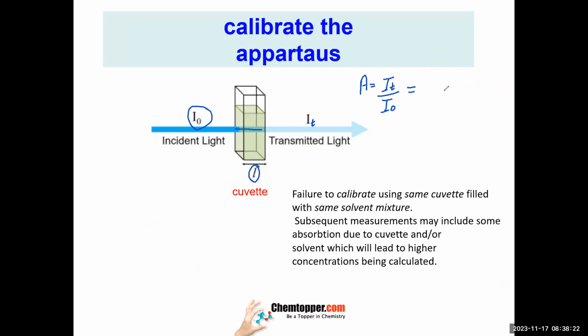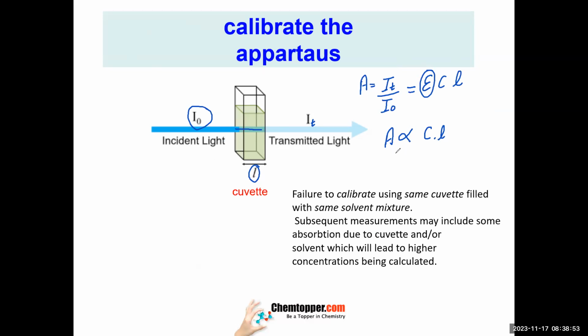Is equal to, yes, equation epsilon CL. What is this? It's a constant. Actually, A is directly proportional to the concentration and length of the tube. If you make the length bigger, you get more absorbance. A smaller length gives less absorbance, right? So it is directly proportional to this.